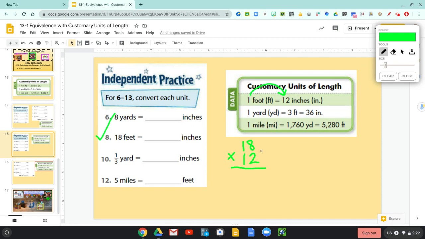So first I'm going to multiply the ones times the 1. So 2 times 8 is 16. So I'm going to drop the 6 and regroup the 1.